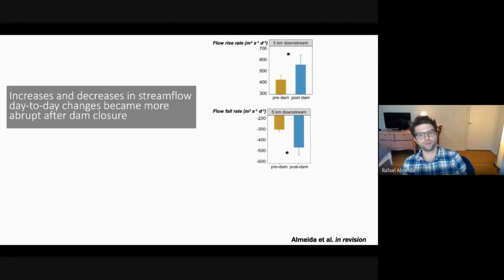Quando a gente compara os períodos de pré e pós-barramento, a gente nota que nos dias em que a vazão está aumentando, ela aumenta numa velocidade maior. Nos dias em que ela está caindo, ela também diminui numa velocidade maior. É isso que esse gráfico está mostrando aqui para a gente, comparando pré e pós. Ou seja, os aumentos e as diminuições na vazão entre um dia e o outro são, em média, mais abruptos agora do que eles eram antes de barrar.